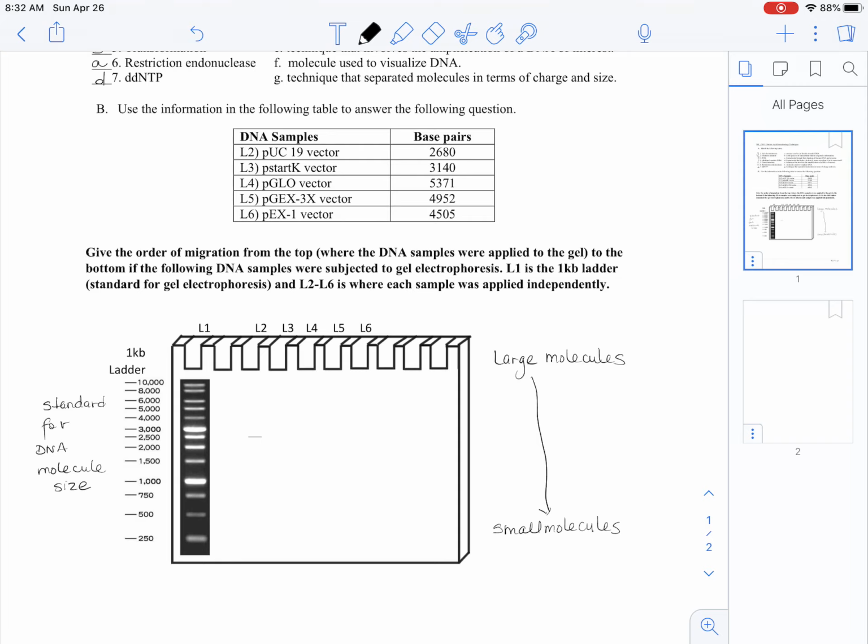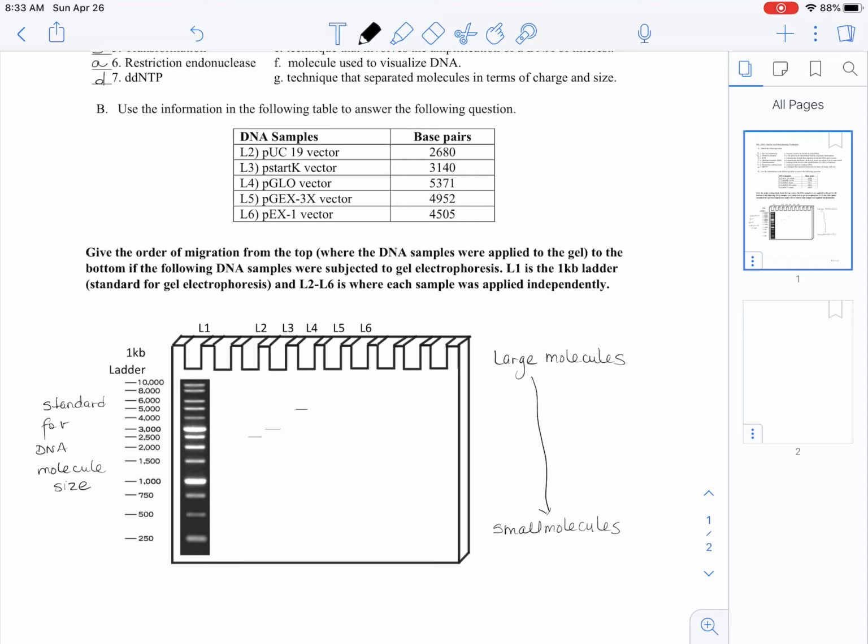On lane 3, we have a vector that is around 3140, so it's going to be a little bit higher. On lane 4, we're going to have a vector that is 5371. So that should look like it is around here.